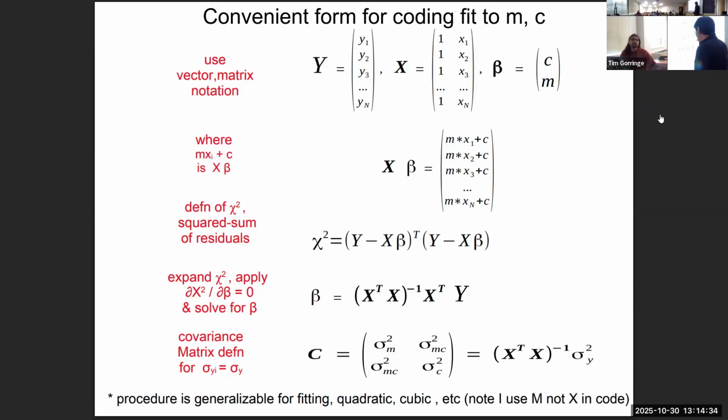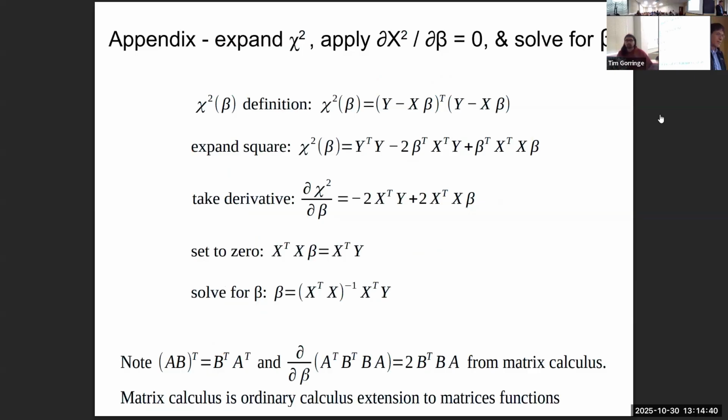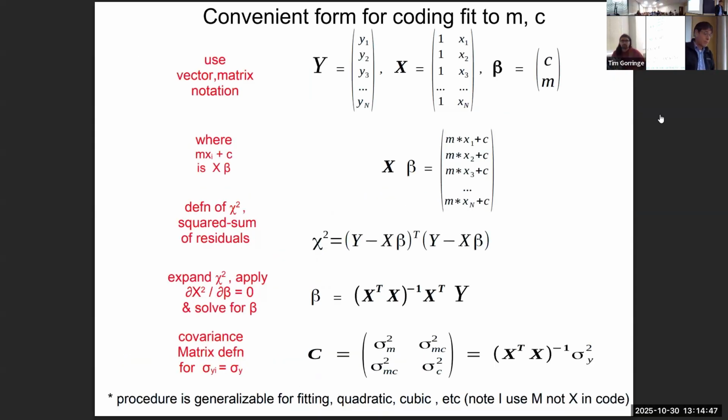So I'm not showing you how you do that, and I'm not going to go through it. I did put it on the next slide. This is matrix calculus to solve the problem in this particular form. So maybe that answers your question, where it came from. It's also handy because we talked about the uncertainty on the parameters.